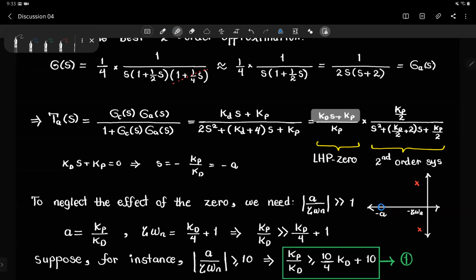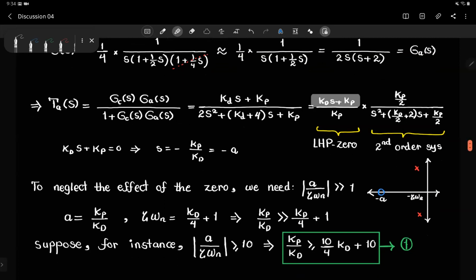And zeta times omega n, this expression here, is 2 times zeta omega n. So zeta times omega n is just this expression divided by 2. So this is the expression here, kd divided by 4 plus 1. Now this requirement leads us to the fact that we want kp divided by kd, which is a, to be much bigger than zeta times omega n. So let's say, for instance, we need that a divided by zeta times omega n has to be bigger than or equal to 10, which is much larger than 1.